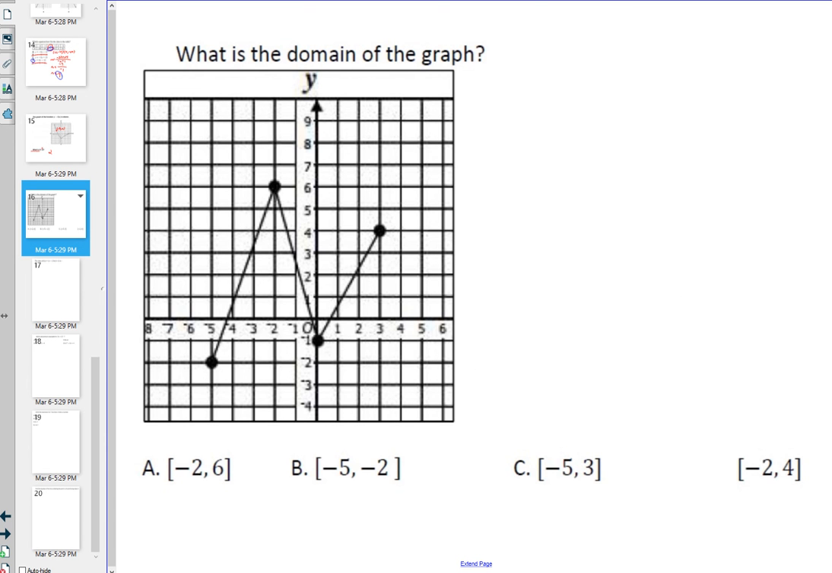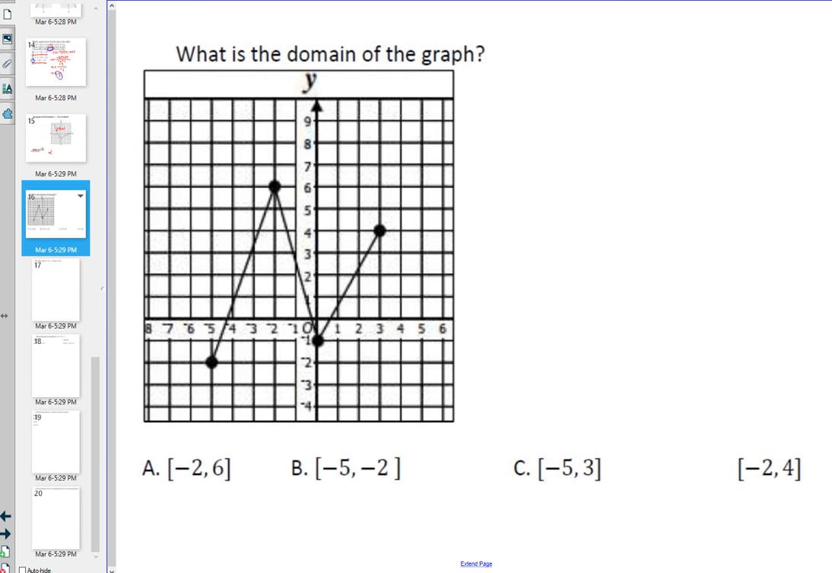Domain. What does domain mean? We talked about that recently. This was on the last test. What does domain mean? Yeah, Donnie. Well, it's associated with x, but it's more than just saying x. It has to do with what are all the x's? What are the set of x's that are contained in the function or the graph?